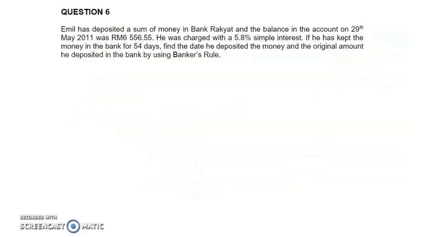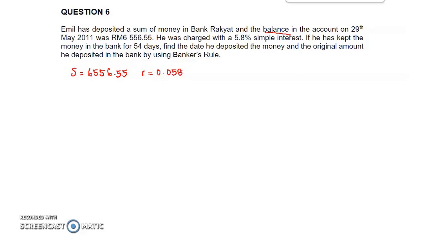Okay, question 6. Emil has deposited a sum of money in Bank Rakyat, and the balance in the account on 29 May 2011 was 6,556 ringgit and 55 cents. So balance means that this is value S, okay? 6556.55. Okay, he was charged with a 5.8% simple interest. So value R, 0.058.